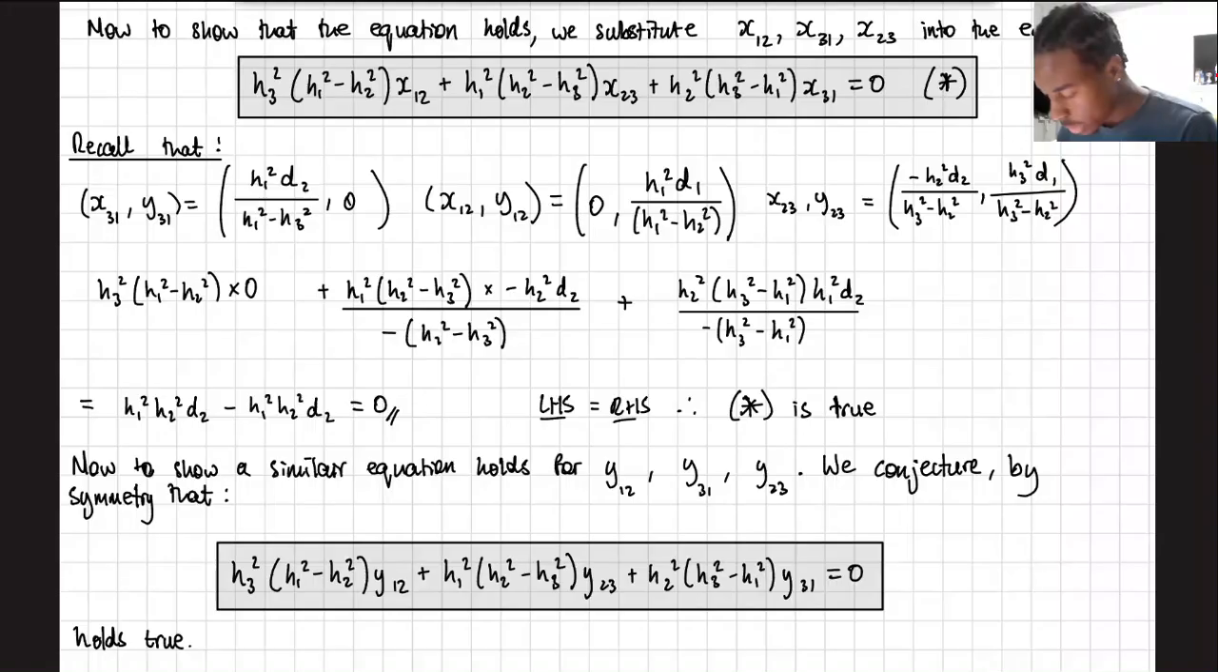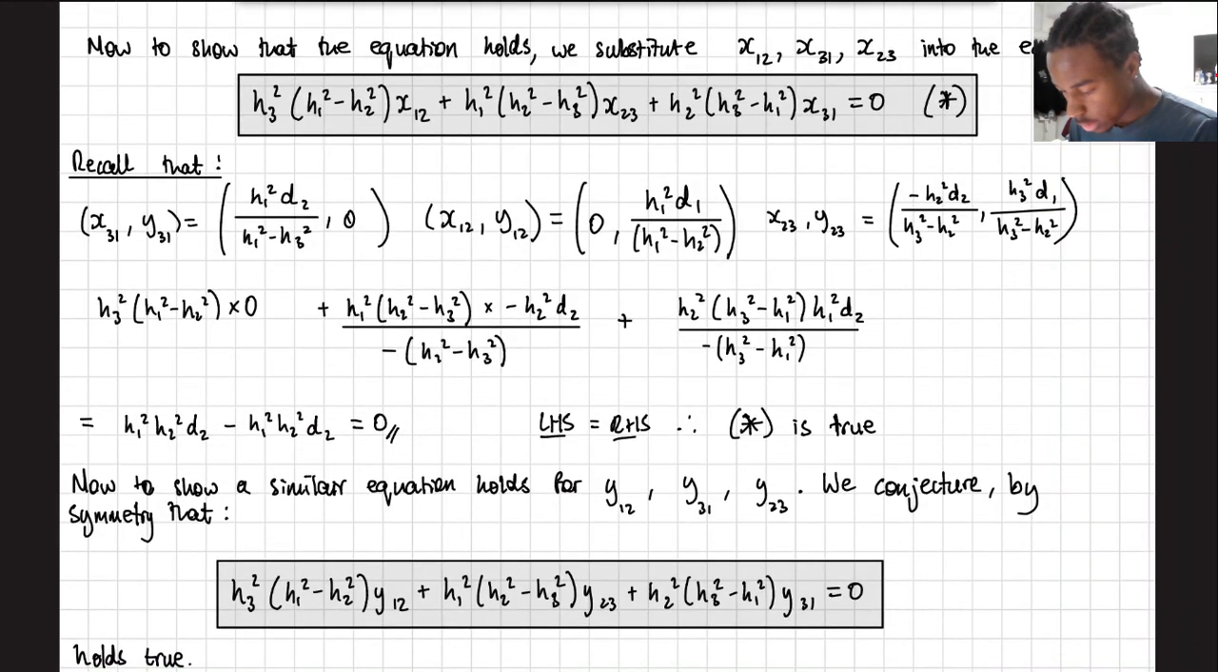And then similarly with the 3, 1, we have, if we remember, that our x31 was h1 squared d2 over h1 squared minus h3 squared. Substituting that in, our denominator is different to up here, so we're going to put a minus sign so that these can cancel. Okay, so we end up with this, which is something minus that exact same thing, which gives us 0. So the left-hand side equals the right-hand side, therefore this equation is true.